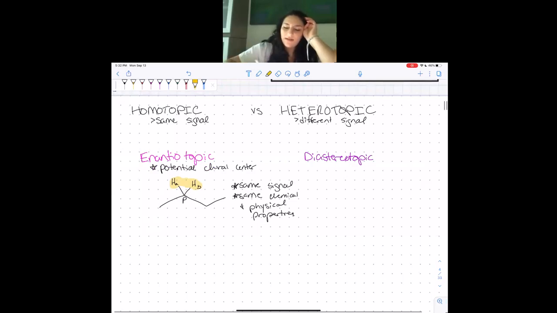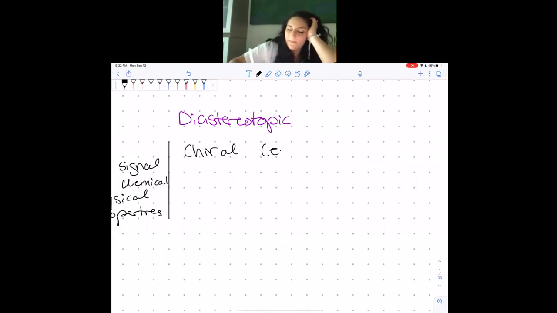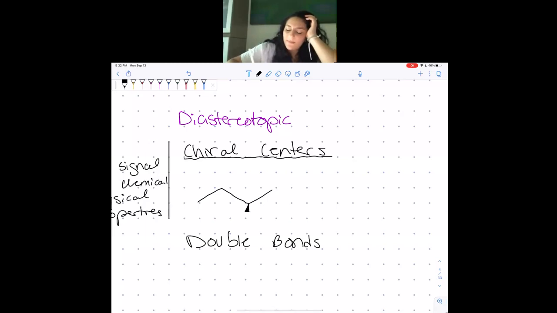For diastereotopic, it's a little bit more complicated than that, so I'm going to draw a line here. In diastereotopic, we're going to split that up into chiral center and double bonds. I know I'm moving around the screen a little fast. I will again zoom out so you can see the whole thing. For chiral centers, just like enantiotopic, we have to have a potential chiral center present, but we also have to have a pre-existing chiral center. In this molecule, this carbon right here is a chiral center because there are four unique groups. So if we have a chiral center present, every other potential chiral center will be diastereotopic.